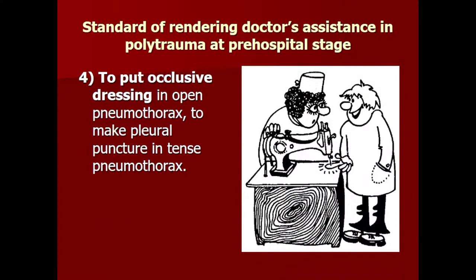Next step, to put an occlusive dressing in open pneumothorax, and to make a pleural puncture in tense pneumothorax. If a patient has open pneumothorax, you must shift to closed pneumothorax. If you put an occlusive bandage, it's a hermetic bandage. If a patient has tense pneumothorax, you obligatorily must shift to open pneumothorax.